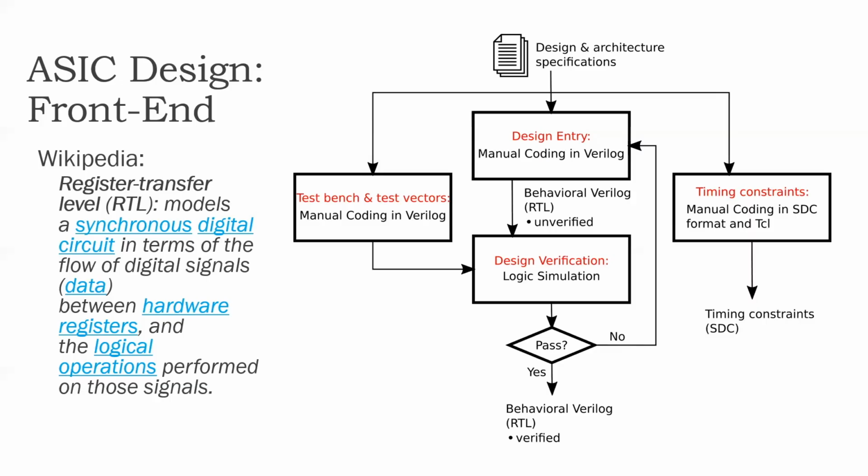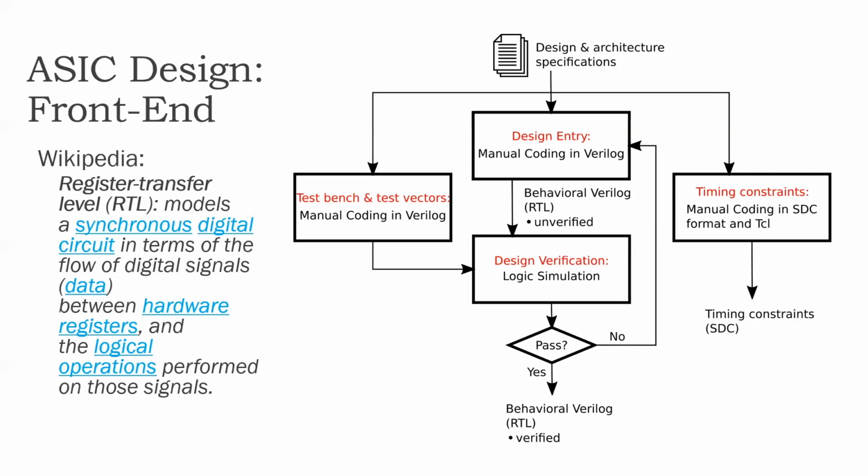Initially, this RTL is unverified. Then we take it into a design verification step, which essentially involves simulating this RTL and seeing if the behavior is as expected. If the simulations pass, then you have verified RTL, and then you can go to the backend. If the simulations fail, then you have to go back and fix the bugs in your Verilog code, behavioral code, resimulate, and keep doing that until everything passes, at which point you can start the actual implementation of the ASIC.